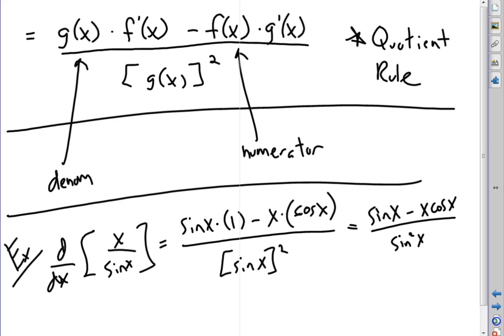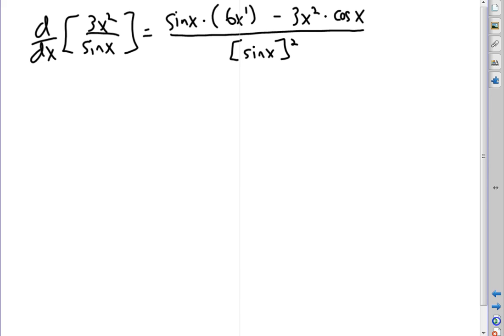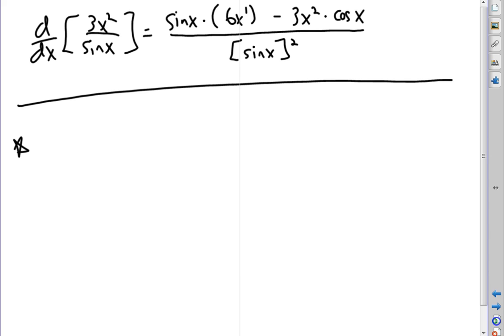All right, maybe just one more example here. So the derivative with respect to x of 3x squared over sine x. Once again, quotient rule. So the denominator, sine x, times the derivative of the numerator, 6x to the first, minus the numerator, 3x squared, times the derivative of the denominator, cosine x, all over sine x quantity squared. And you can simplify that on your own time.